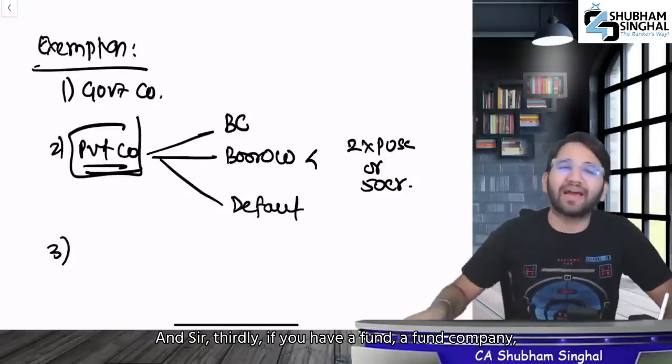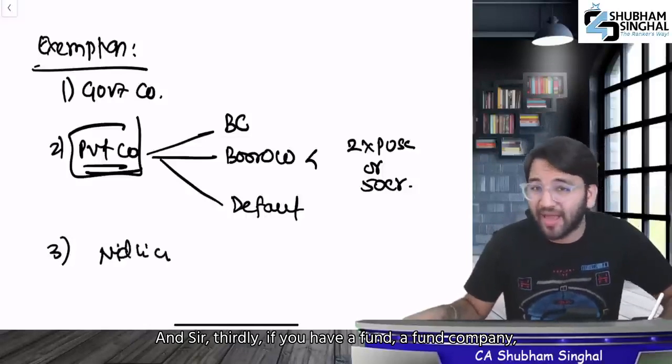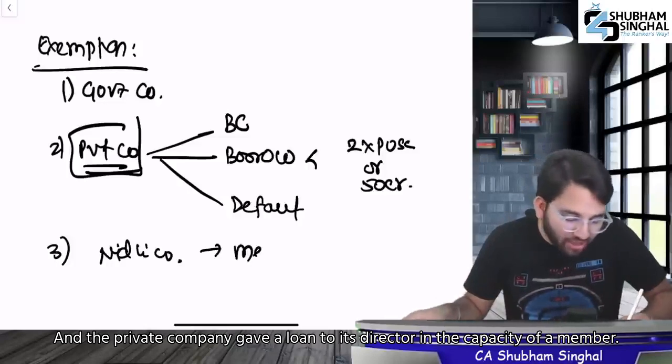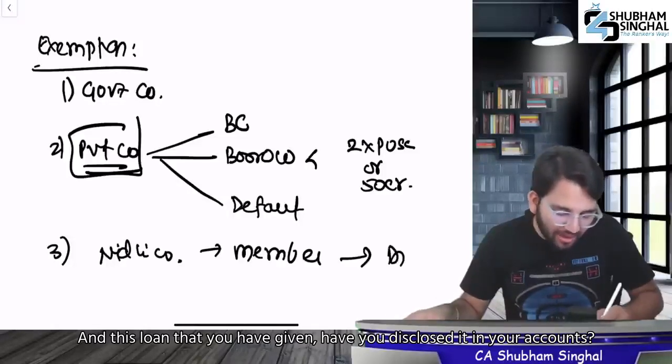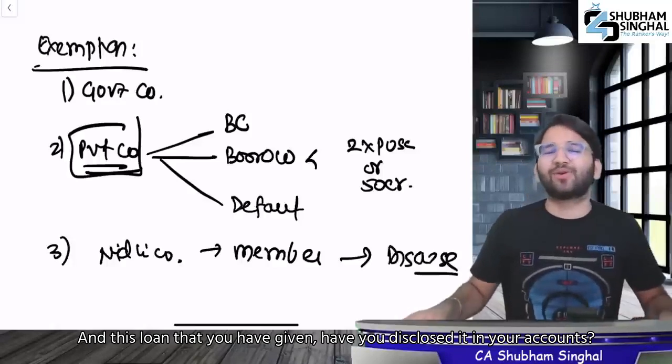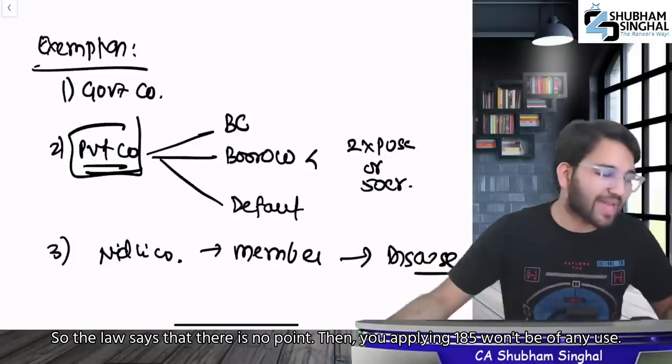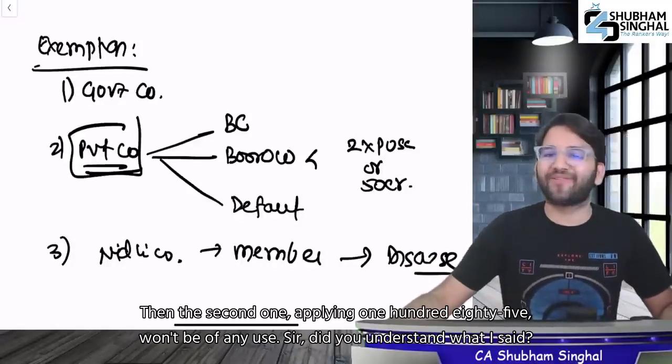The third point is the Nidhi company. If a Nidhi company gave a loan to its director in the capacity of a member, and this loan has been disclosed in your accounts, then the law says there is no point in applying 185. It won't be of any use. I hope this point is clear.